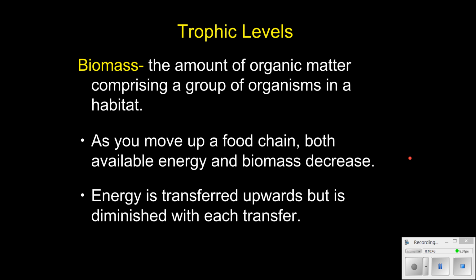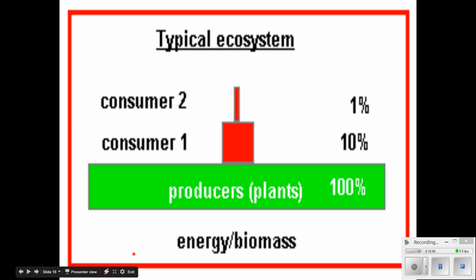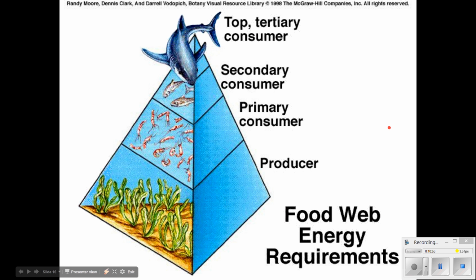So let's take a look at some, and we'll go back to biomass in a second. Here would be an example of a very, I like this visual of a trophic structure. What you've got here is a producer level that takes up a ton of space. It is the largest level in the ecosystem, followed by the herbivores or the primary consumers, followed by the secondary consumers, followed by the top tier predators or the top tier consumers or the tertiary consumers.